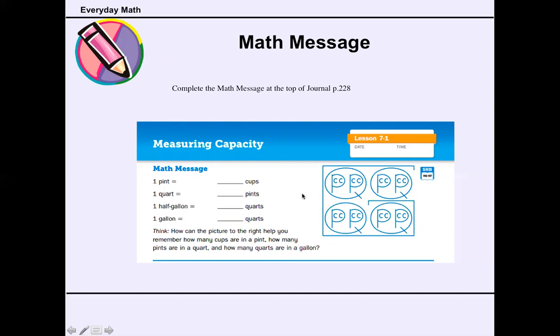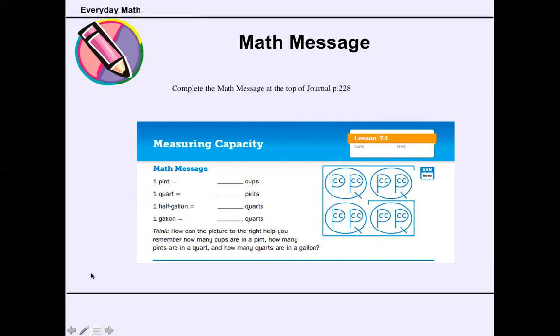And then within the big G, there are 4 Qs, which represent quarts. So there are 4 quarts in a gallon. Within each Q, there are 2 Ps, which represent pints. So there are 2, 4, 6, 8 pints in 1 gallon, or 2 pints in 1 quart. And within each P, there are 2 Cs, which represent cups. So there are 2 cups within each pint, or 2, 4 cups in a quart, or 2, 4, 6, 8, 10, 12, 14, 16 cups in 1 gallon.